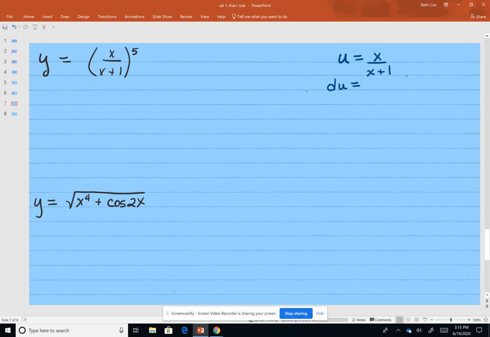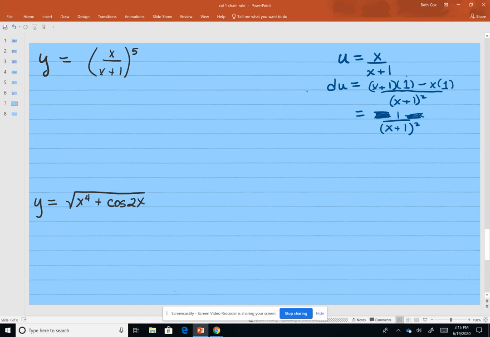The quotient rule is low times the derivative of the high, which is 1, minus the high times the derivative of the low, which is 1, all over low squared. And so just the u and the du. So this is going to give me x plus 1 minus x, or just 1, over x plus 1 squared. That's just the derivative of the inside function.